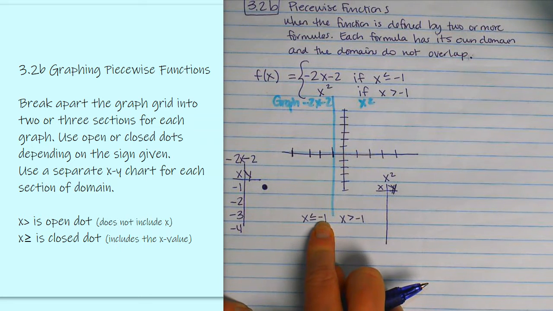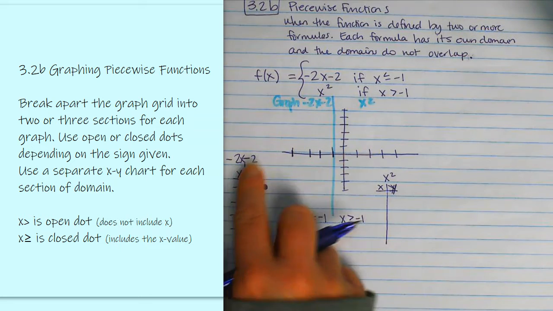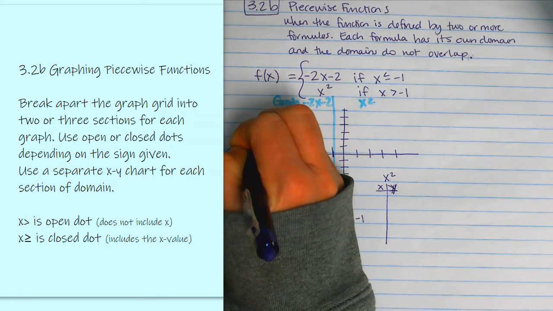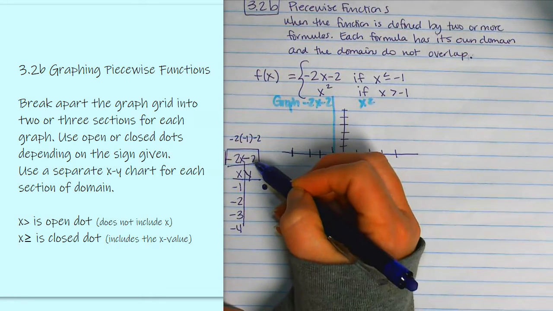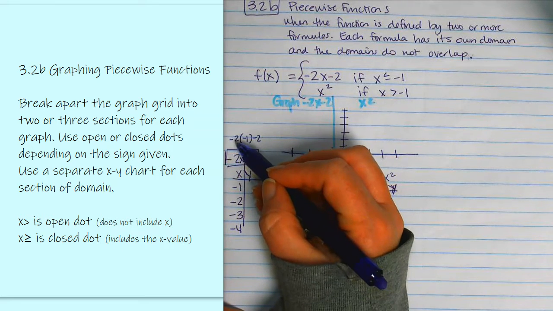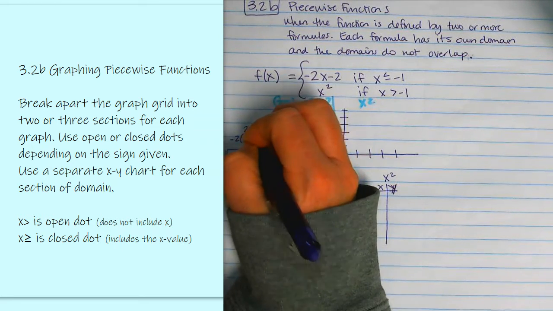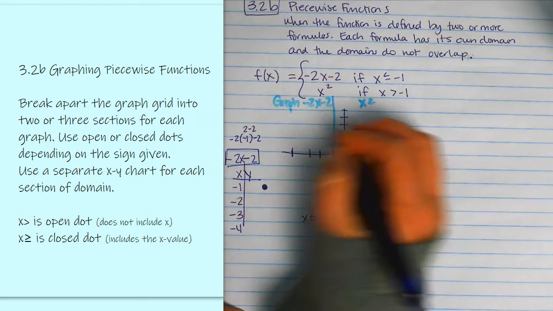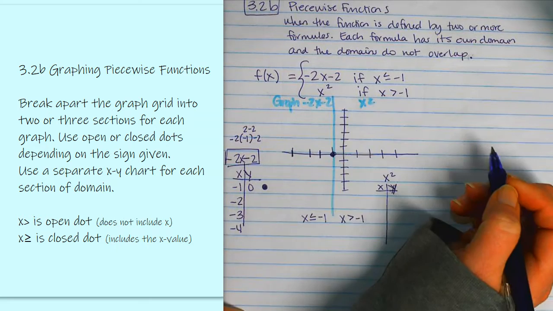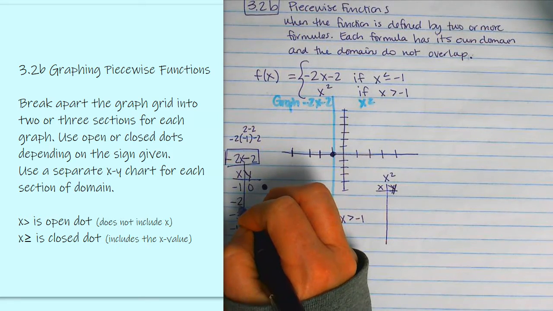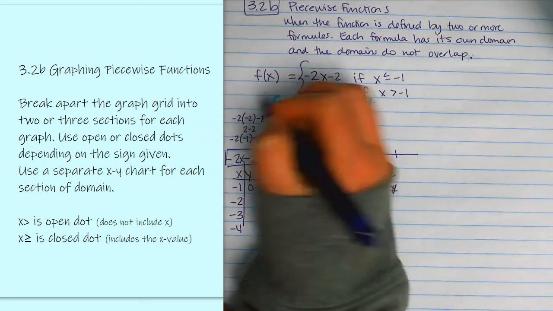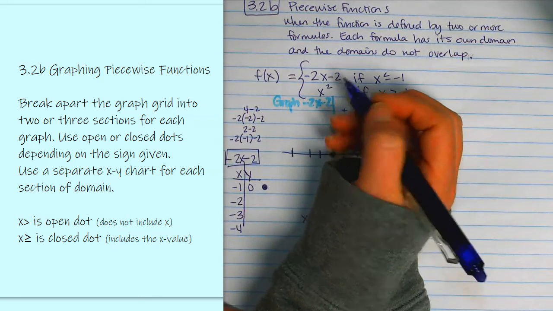So let's see. If we put -1 into this equation, we have -2 times -1 minus 2. I'm taking this equation and plugging in -1. -2 times -1 is +2, minus 2 is 0. So at -1, I have a point at 0. Now I'm going to plug in -2. -2 times -2 minus 2, that's 4 minus 2, which is +2.